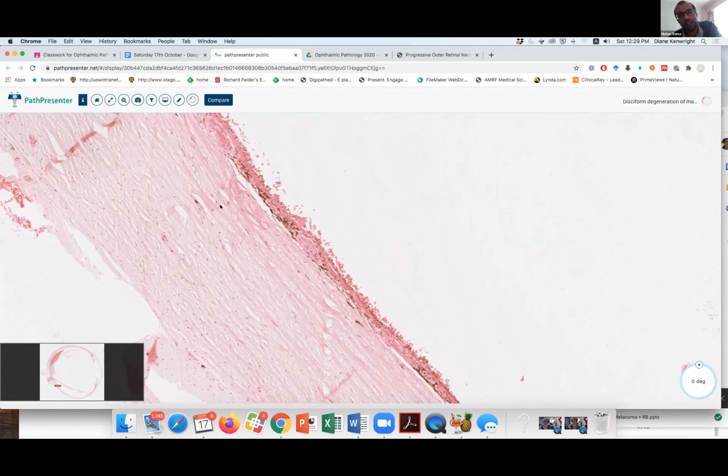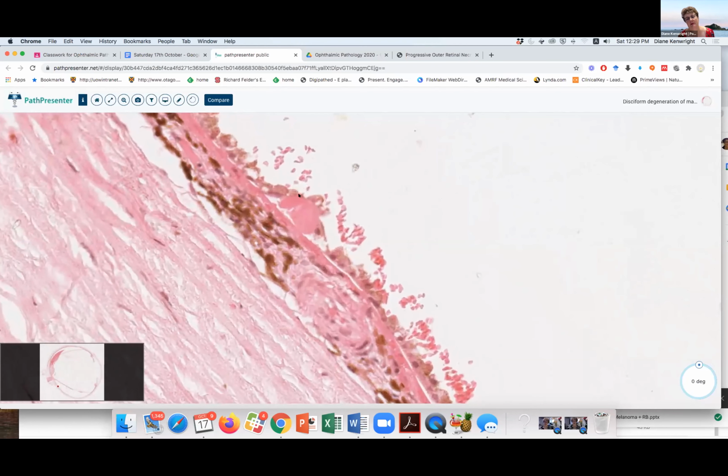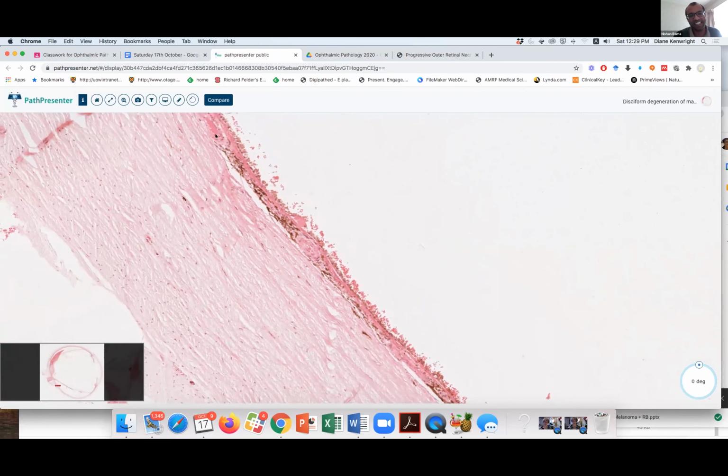Is that a bit of drusen, or is that too fragmented? Oh yeah, that's probably a drusen. Yeah, spotted one. Well done. One drusen in the right place.